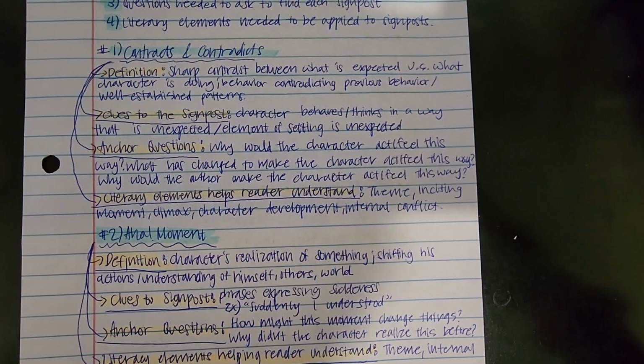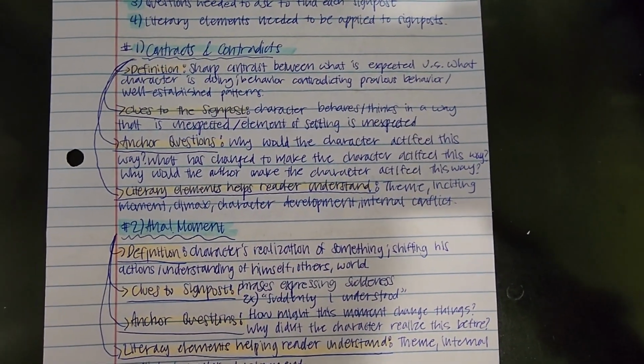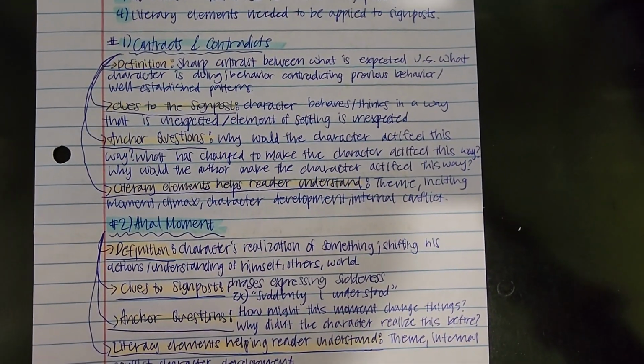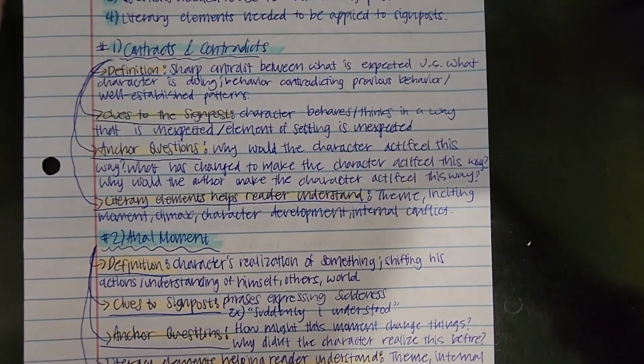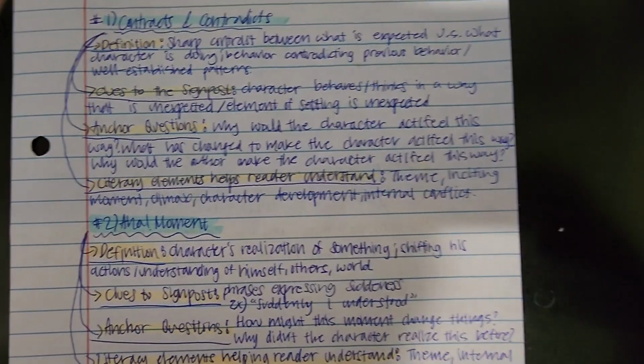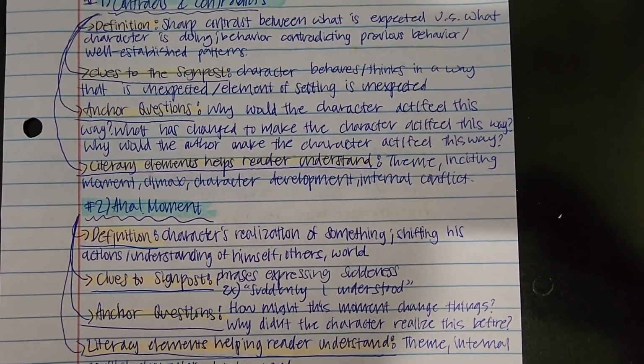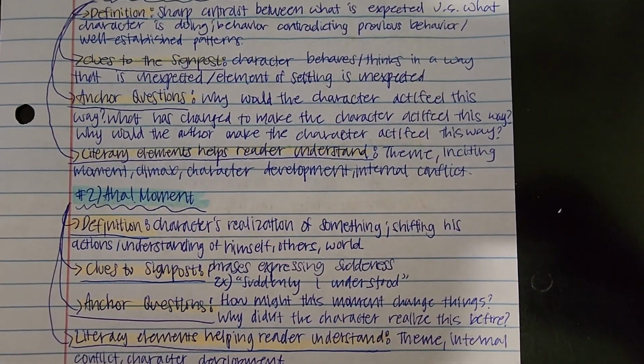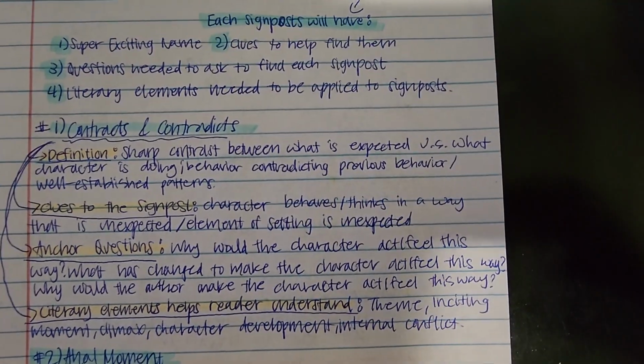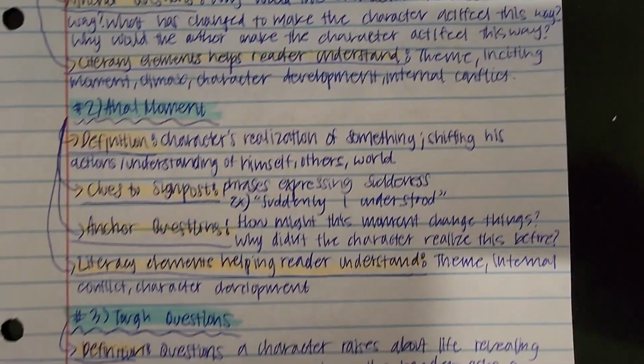What has changed to make the character feel this way? Why would the author make the character feel this way? Literary elements that help the reader understand this more: theme and setting, moment, climax, character development, and internal conflict.